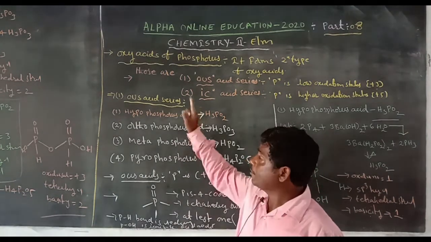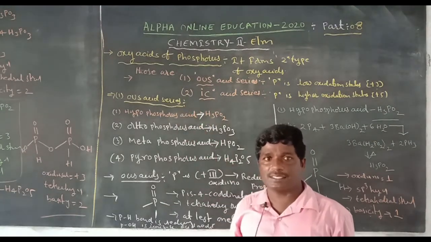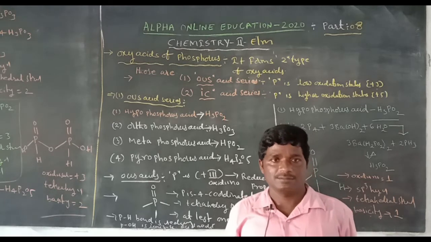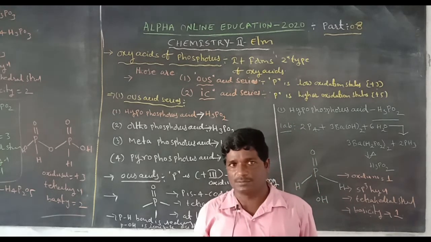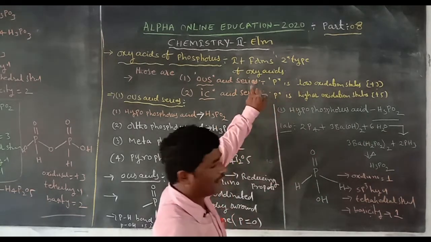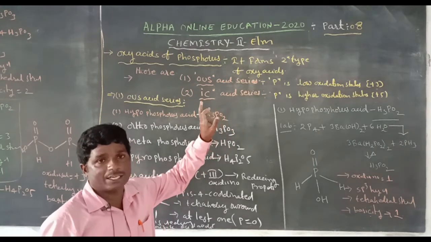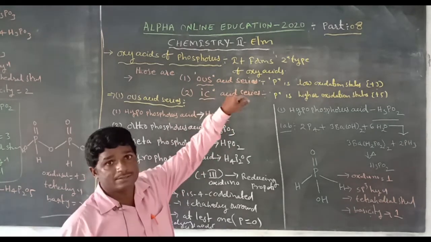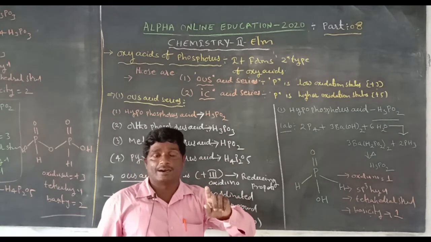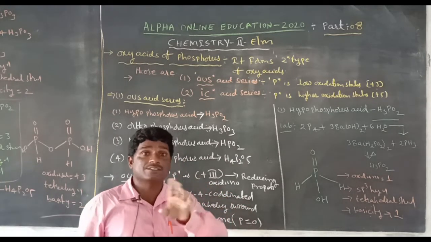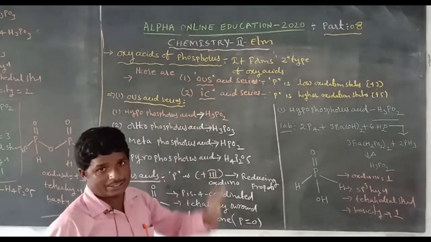In the 5th A group elements, nitrogen and phosphorus are the major elements, and the remaining are arsenic, antimony and bismuth. So phosphorus forms oxyacids. Why does phosphorus form oxyacids? Because phosphorus consists of vacant d orbitals, so it forms oxyacids.